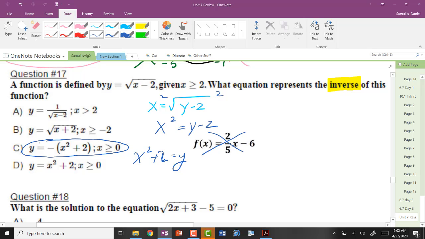I'm not going to get into that whole thing there, but oops. Oh, no, wrong one. That's a negative. I just now noticed that one. It is D. Letter D is our solution. Letter D, x squared plus 2.